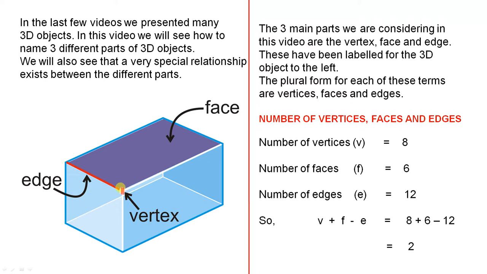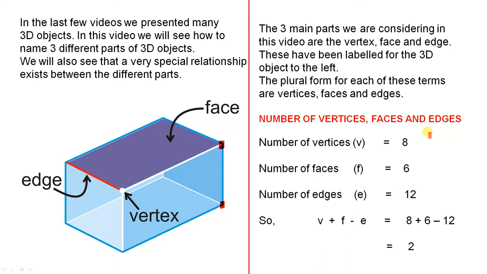So there's a vertex, that's a point, and all of the points that you see, that's a vertex, and all the others. The edge represents all of the straight lines, so each of those is an edge, and the face represents all of the flat surfaces. The plural form for each of these terms are vertices, faces and edges. That's when we're talking about more than one. So plural in English means more than one.